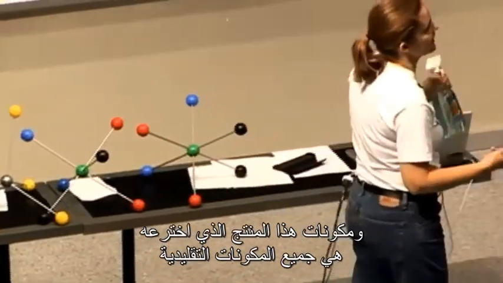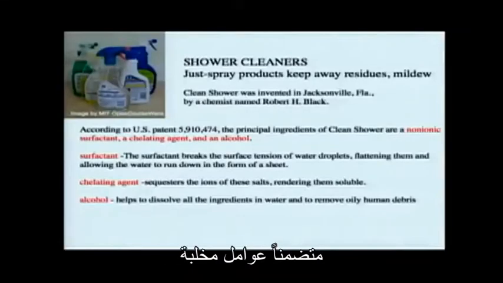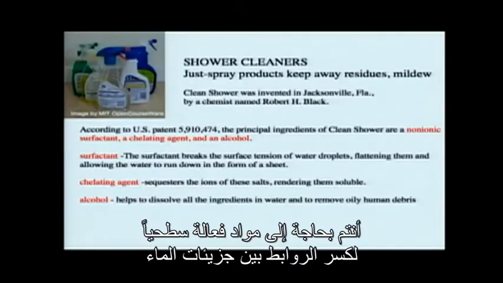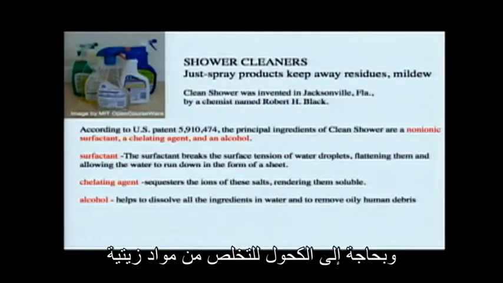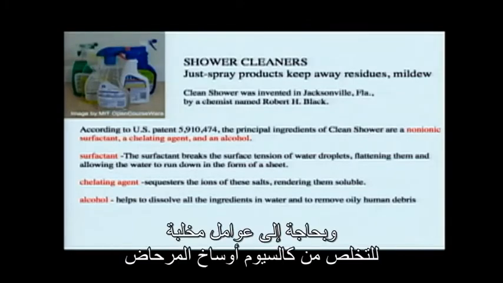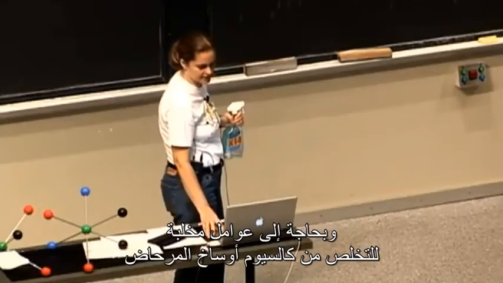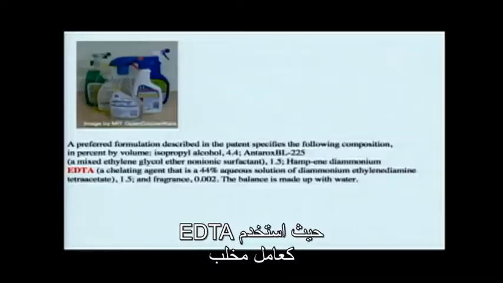And the ingredients he had in were all typical ingredients, including chelating agents. You need a surfactant to break up the water beads, and alcohol to get rid of the oily stuff, and the chelating agent for the calcium in the tub scum. And the one he actually used is EDTA.